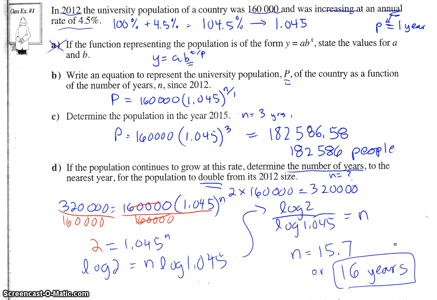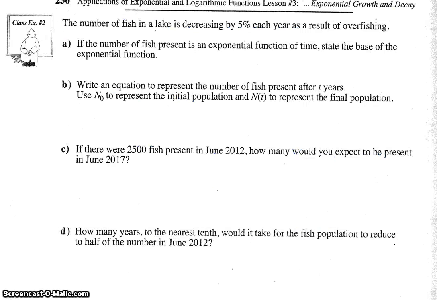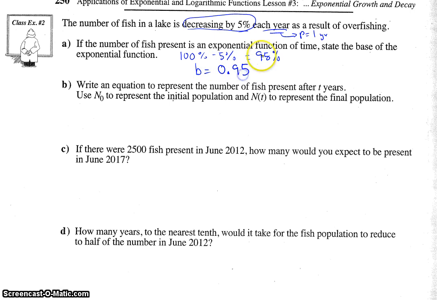Next page, please. Okay, last example, example number 2. The number of fish in a lake is decreasing by 5% each year. Okay, so that means our time period is 1 year as a result of overfishing. Okay, if the number of fish present is an exponential function of time, state the base. Okay, so because we're decreasing by 5%, we would take 100% minus the 5% this time to get 95%, and then divide by 100 to get it out of a percent, which means our b value would be 0.95.